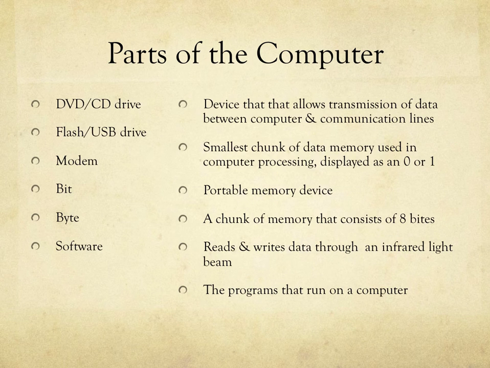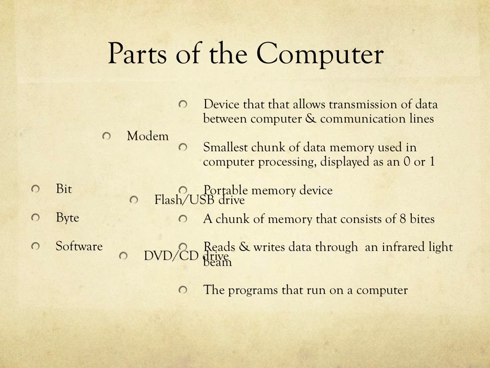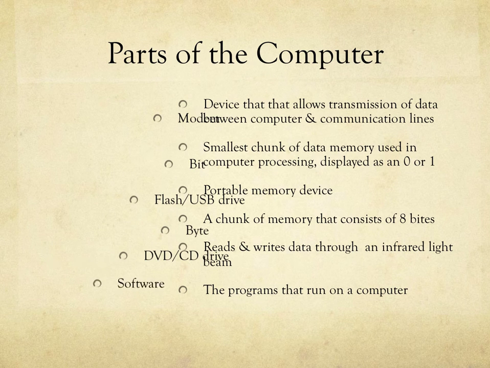Other parts of the computer that you should be familiar with are the DVD-CD drive, which reads and writes data through an infrared light beam. Flash USB drive is a portable memory device. Modem is a device that allows the transmission of data between computer and communication lines. A bit is the smallest chunk of data memory used in computer processing, displayed as a 0 or a 1. A byte is a chunk of memory that consists of 8 bits, and software are the programs that run on a computer.